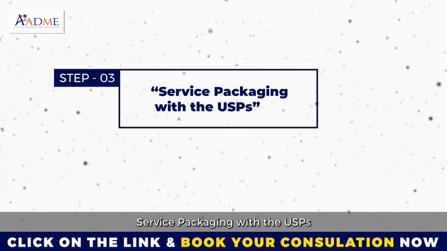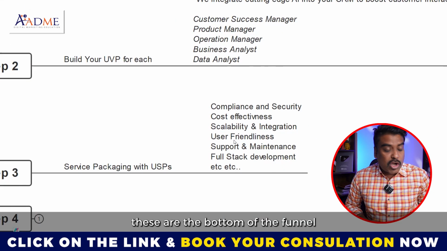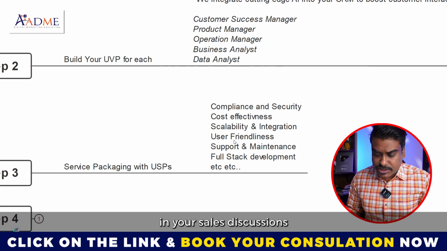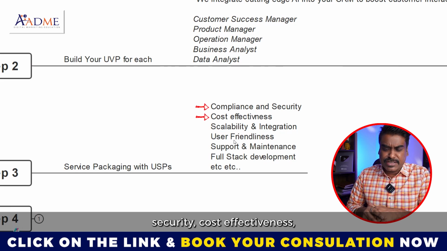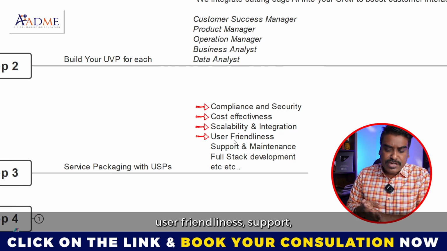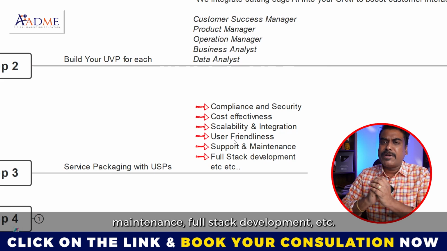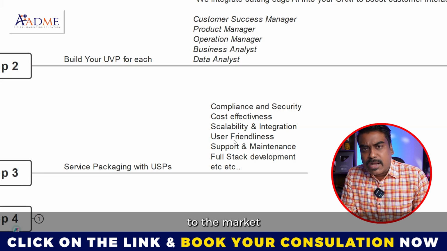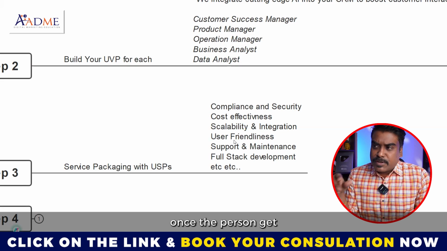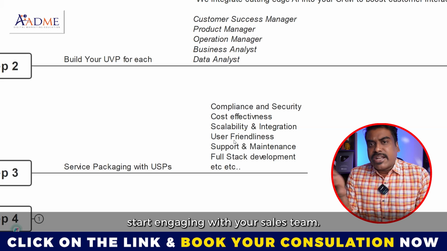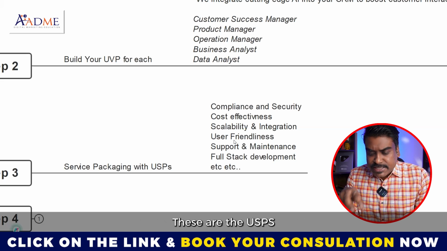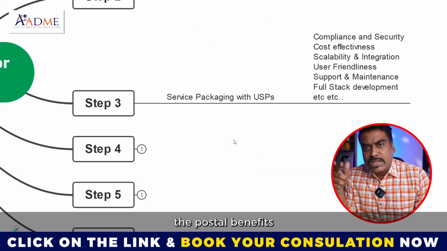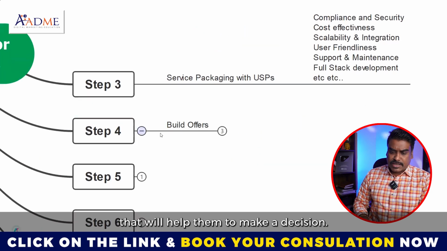Service packaging with the USPs. USPs, I must say, are the bottom of the funnel benefits and features that will add a lot of value in your sales discussions, like compliance, security, cost effectiveness, scalability, integration, user friendliness, support, maintenance, full stack development, etc. Now the unique value proposition is something that will introduce you to the market, while the USPs are what the customer will look at once the person gets introduced to your brand and starts engaging with your sales team. That means the post-sale benefits that will help them to make a decision.